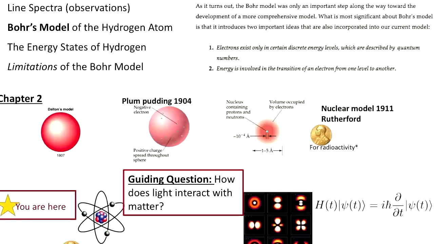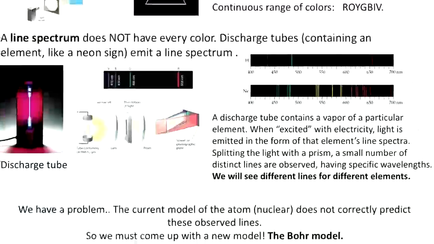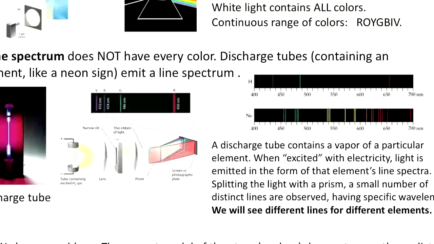We want to make sure that the observations that we see match the models that we have, all right? And so a problem that came up was that the models we currently had did not properly explain some of the phenomena that we saw, specifically with line spectra of atoms.